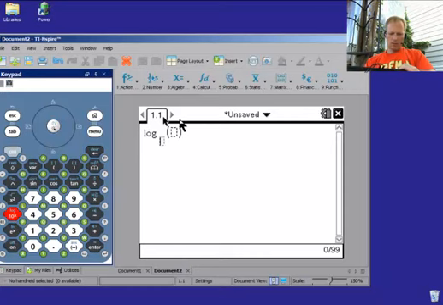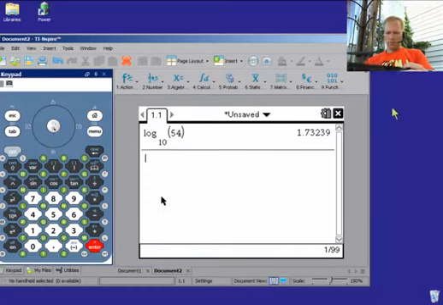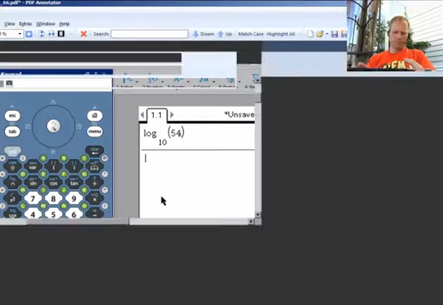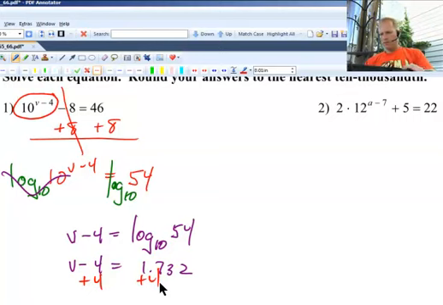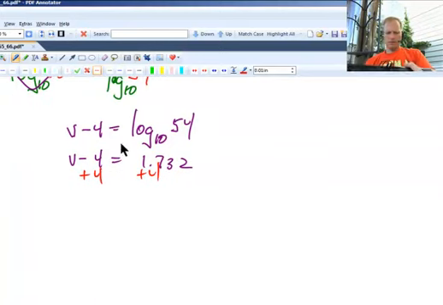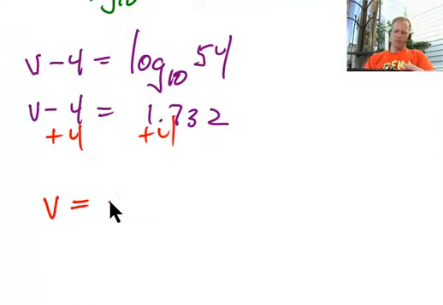Log 54, that's 1.732. So I have v minus 4 equals 1.732. Then I'm going to add 4 to both sides to get my final solution, which is going to be v equals 5.732.